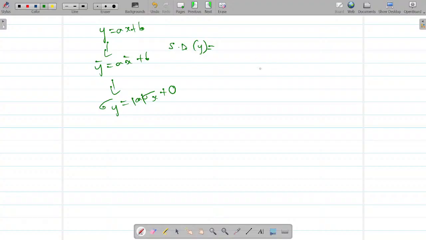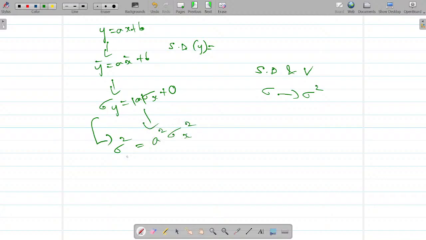What's the relationship between standard deviation and variance? If this is sigma, you square the value, you get variance. Which means to find it for this, you square this value. What will happen here? A will become a squared. So standard deviation will have the absolute value of a, and for variance we'll get the square of the values.